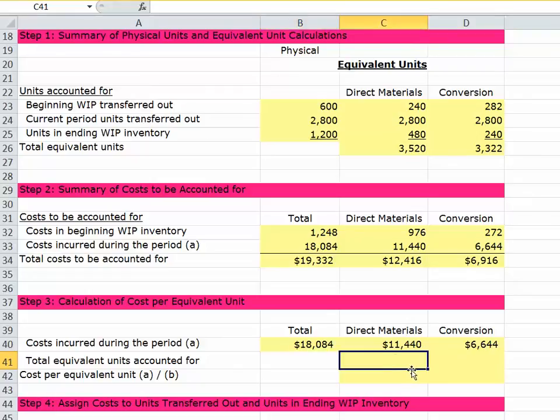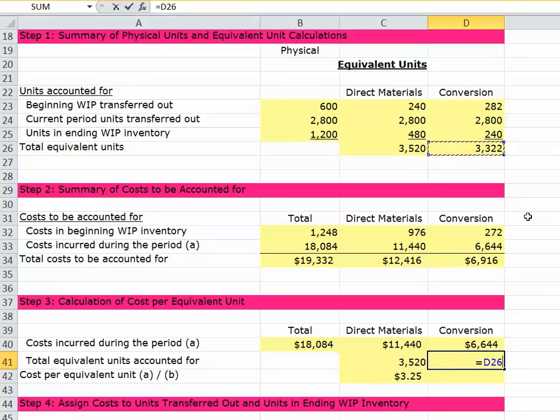Cost per equivalent unit. Let's go ahead and pick up our equivalent units. We had 3,520 equivalent units for direct materials. So 11,440 divided by the 3,520 gives us a cost per equivalent unit of $3.25. Our conversion cost for the period of $6,644, we want to divide that by our 3,322 equivalent units for conversion costs, and we get a cost per equivalent unit of $2.